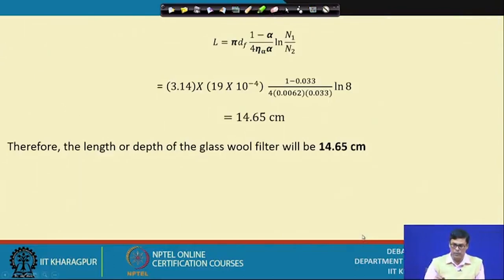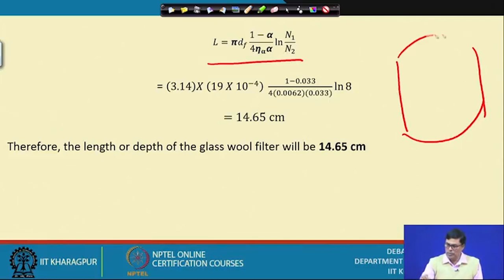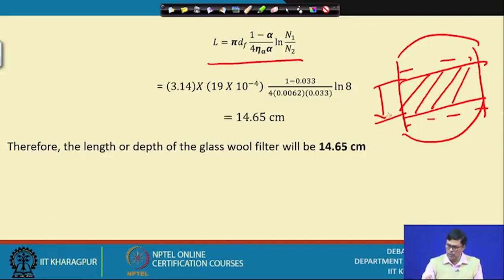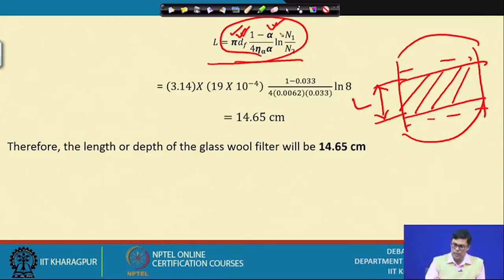Once we find out the single fiber efficiency, we have the correlation of the single fiber efficiency with the length of the filter, because I was talking about this filter length, am I right? This is the length of the filter that we have. We call it L. So, L can be related with this. Here pi we know, the diameter of the fiber you know, alpha, the solid fraction, we know, and eta alpha we know. N1 and N2 you know. N1 is the final cell mass concentration and N2 is the incoming cell mass concentration. From that we find out the length of the air filter is coming about 14.65 centimeter.